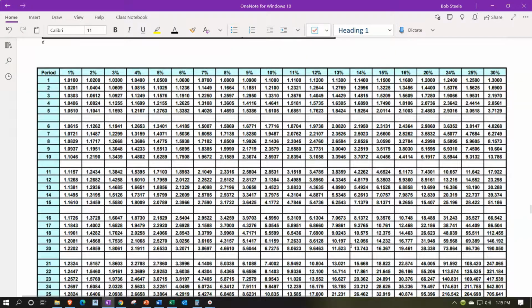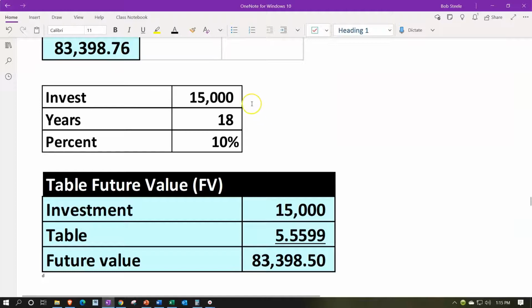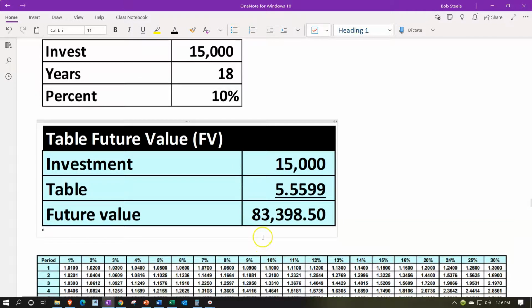So I'll just go back to the last one we did up top, where we had the 15,000 for 18 years. So we had 18 periods still here, but this was 18 years instead of semi-annual for 9 years, and the percent which was 10%, and we got to the 83,398.50 here.